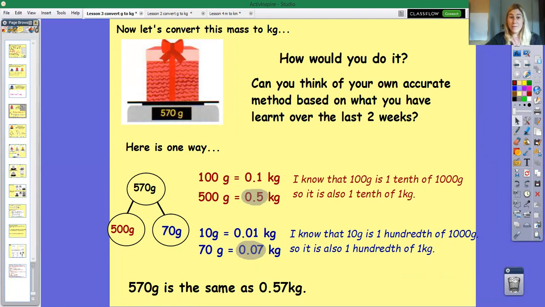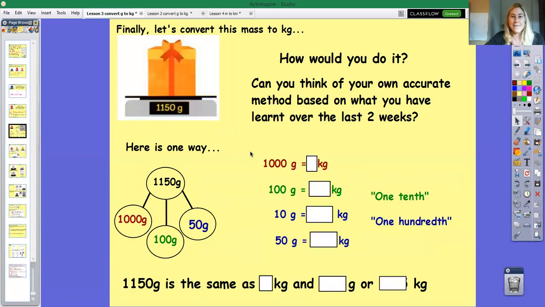I can check because I know that 570 is less than a whole kilogram, which is why I've got a 0 here. I don't have any whole kilograms. Okay. So I wonder if you used my method, or if you used your reasoning, or if you used a different one. Maybe you just did 570 divided by 1,000, and that gave you the answer. Okay, finally, let's convert the mass of the yellow package. So see if you can use your reasoning for this one like I did. Maybe you could write down 2 different methods for this one to really challenge yourself. Okay, pause the video now.